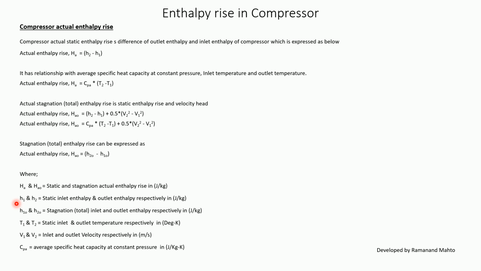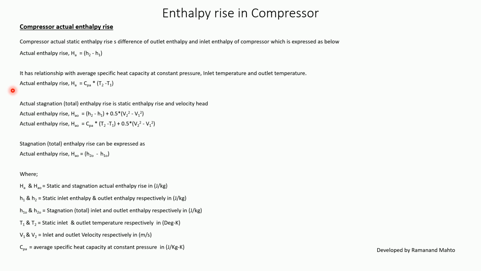Compressor actual enthalpy rise. Since compressor actual static enthalpy rise is a difference of outlet enthalpy and inlet enthalpy, which is expressed as actual enthalpy rise HA is equal to small h2 minus small h1. But it has a relation with specific heat capacity at constant pressure, inlet temperature and outlet temperature. So we can write actual enthalpy rise HA is equal to CPA into bracket start T2 minus T1 bracket close.